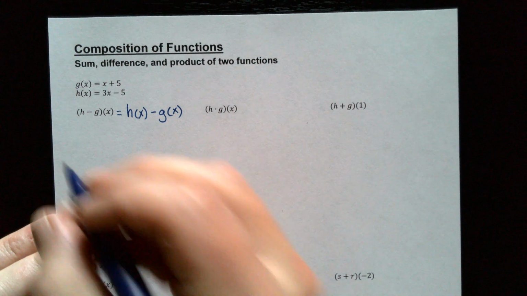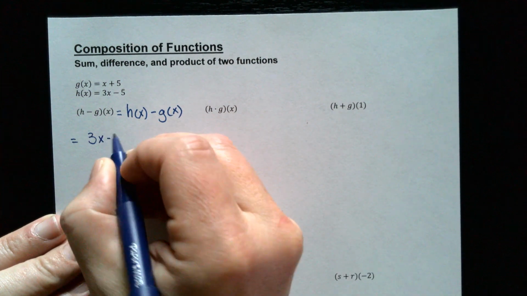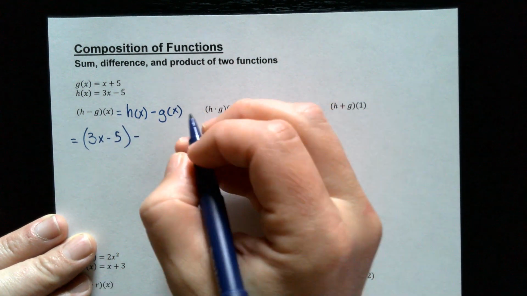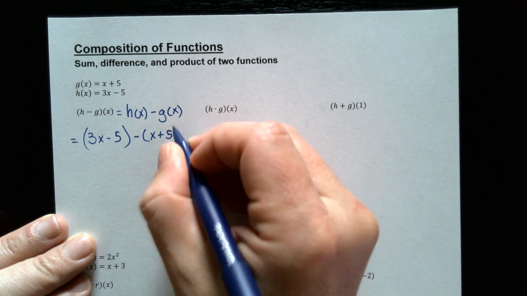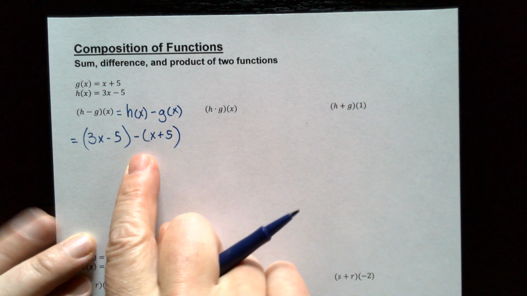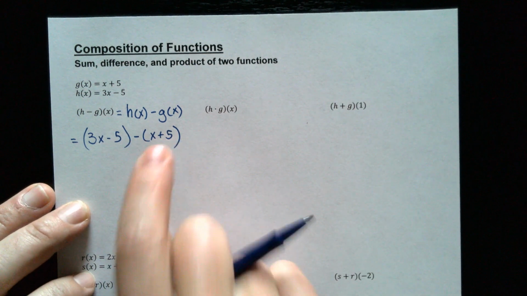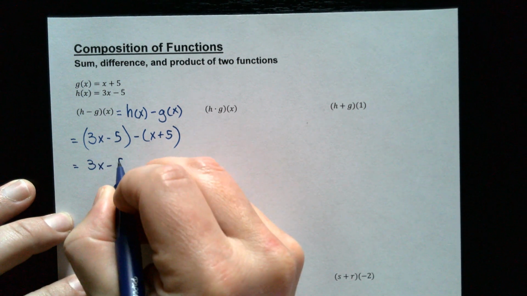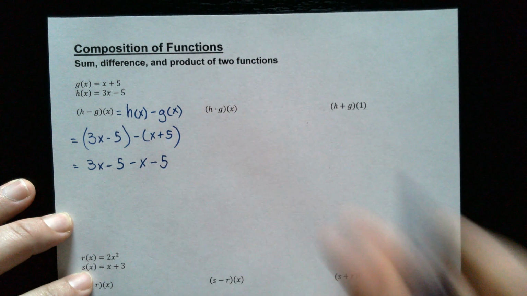Okay, so if we do that, h function goes first, so 3x minus 5 goes here. That's h of x, and then minus the g of x function, which is x plus 5. Okay, notice I put those in parentheses because it was subtraction. So I'm going to have to distribute this negative sign to both of these terms. So we get 3x minus 5, and then minus x, and then minus 5.